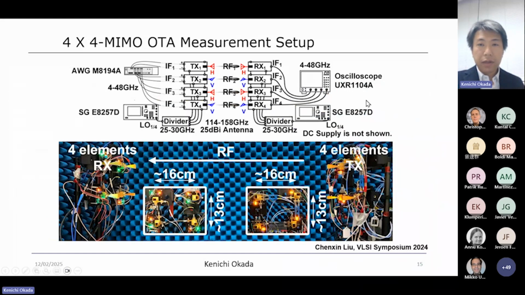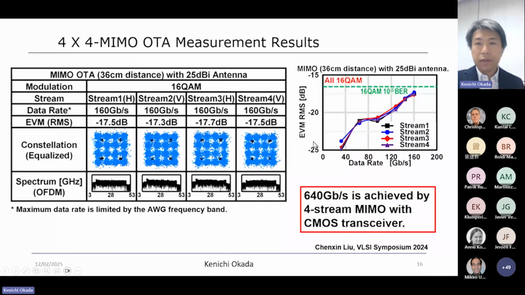Then we tried to realize MIMO communication. In this case, it's a little bit messy, but the horn antennas are placed closely, with the H and V, and V and H placement for the transmitting side and the receiving side. In this case, the distance is not that long, but DP-MIMO, dual polarization MIMO, and LoS MIMO are combined. And the data rate is something like this. 160 gigabps for each stream could be realized.